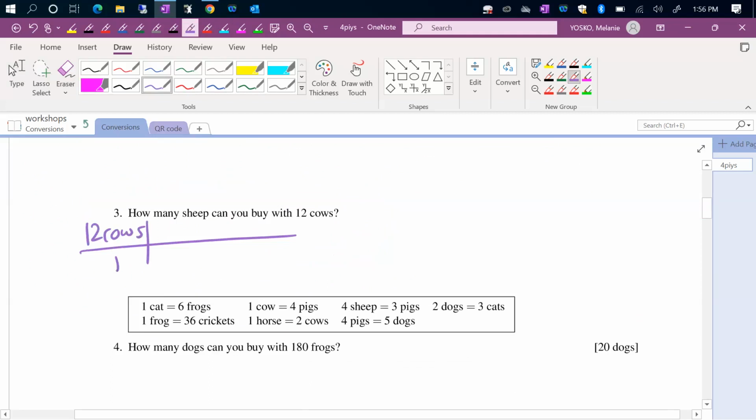Okay, now we're looking for a conversion factor here with cows. So which ones have cows in them? Which conversions have cows? So cows and pigs. Where do you see that cows? Over here. Okay, anything else have cows in it? Horse and cow. Okay. So which one am I going to use?